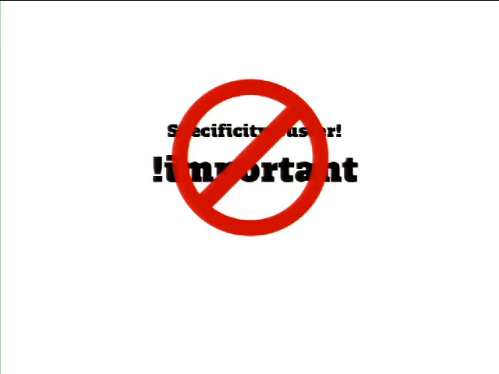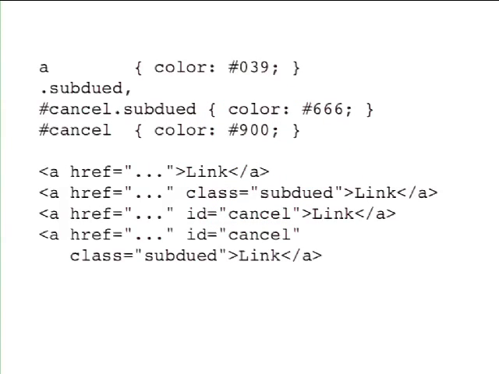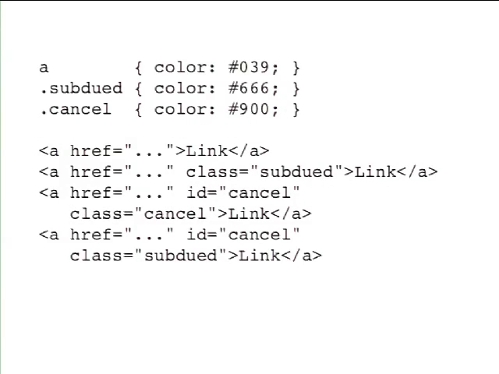So what other ways could we have solved this problem? Well, I could have doubled up my selectors. Again, this would have worked. Pound cancel dot subdued. But of course, with all these other edge cases, as I start adding more and more examples, my CSS gets bigger and bigger. And this is really easy to solve. We just make the cancel a class. And as a result of this, we just apply that class to the element.